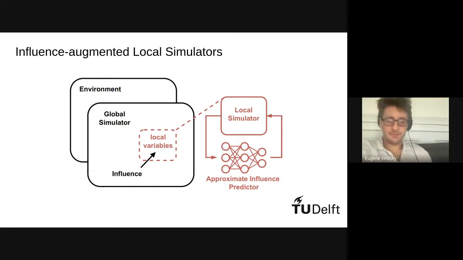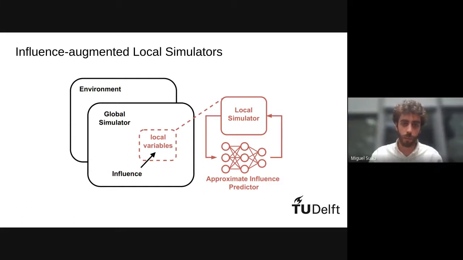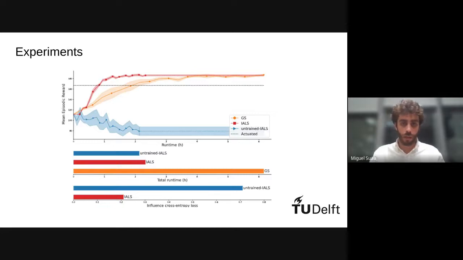Yeah. All right, so if we put everything together, then we have a local simulator and an approximate influence predictor, and that in many cases will be faster than trying to model the environment with a global simulator. So the combination of local simulator and approximate influence predictor should be faster to run. And this is actually the case in the two environments that we explore here.